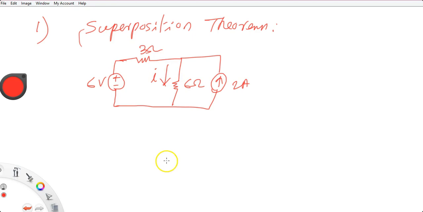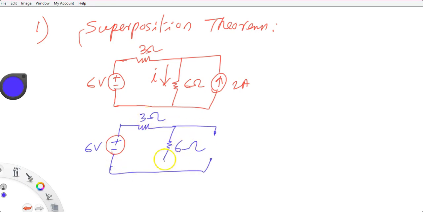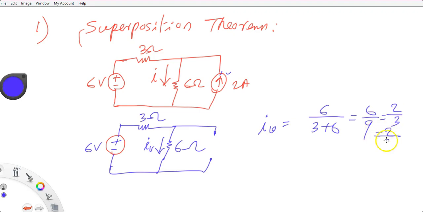We need to find the current I. So we use the superposition theorem. We will consider each source separately. Let us consider the 6 volt source alone. So we are considering only the 6 volt source; as it is an ideal current source, it will be replaced by open circuit. So this current I' due to the voltage source alone is 6 upon 3 plus 6, that is 6 upon 9, that is 2/3 ampere.